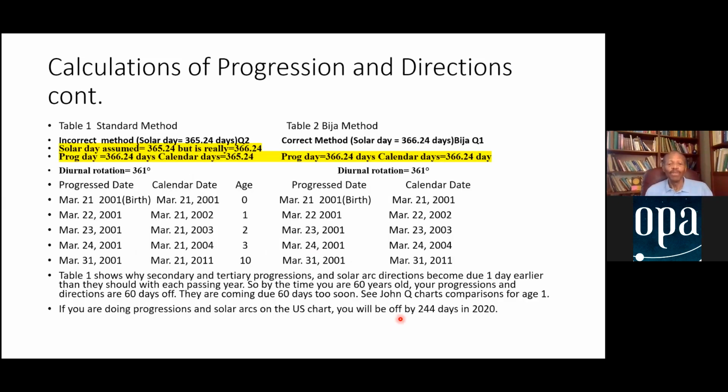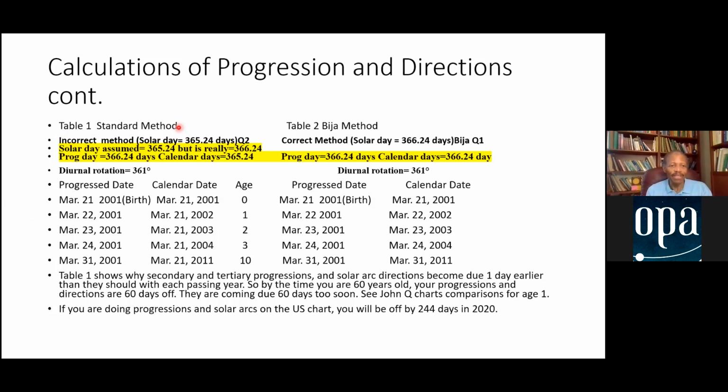Now this table really identifies the problem very clearly. So let's look at Table 1. Table 1 shows why secondary and tertiary progressions and solar arc directions become due 1 day earlier than they should with each passing year. So by the time you're 60 years old, your progressions and directions are 60 days off. They're coming due 60 days too early. So let's take a look at this table. Here we have Table 1.